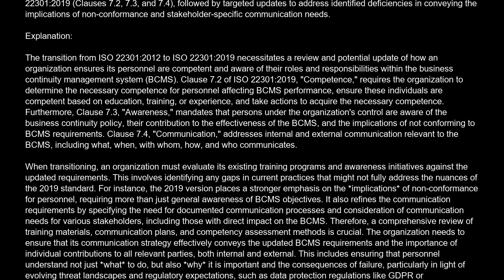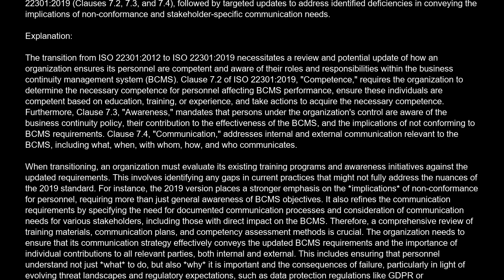Correct answer is B. Conduct a gap analysis of existing training and communication protocols against the specific clauses of ISO 22301-2019, clauses 7.2, 7.3, and 7.4, followed by targeted updates to address identified deficiencies in conveying the implications of nonconformance and stakeholder-specific communication needs. Explanation. The transition from ISO 22301-2012 to ISO 22301-2019 necessitates a review and potential update of how an organization ensures its personnel are competent and aware of their roles and responsibilities within the Business Continuity Management System, BCMS.